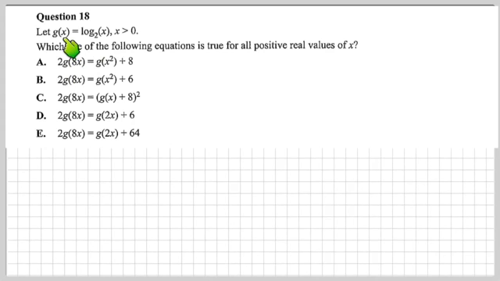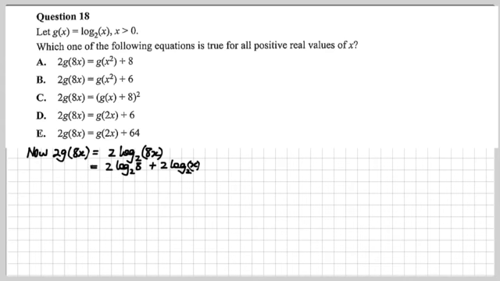So let's go with this. So g of x is log of x base 2. So we'll work out 2 times g of 8x and see where it goes. I don't see the need to use the calculator. I think it's going to be pretty simple, actually. So therefore 2 times g of 8x is 2 times the log of 8x base 2. Well, what can we do with that? We could probably call this log of 8 plus log of x, all multiplied by 2. Why don't we just see where that goes?